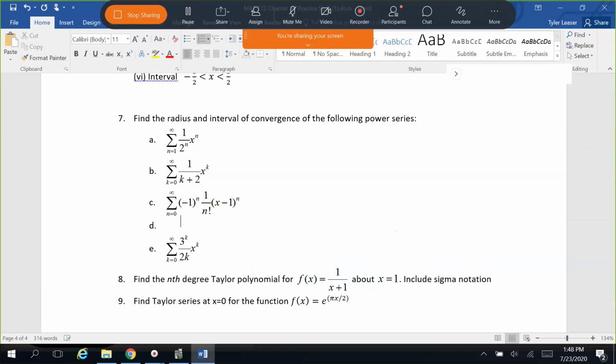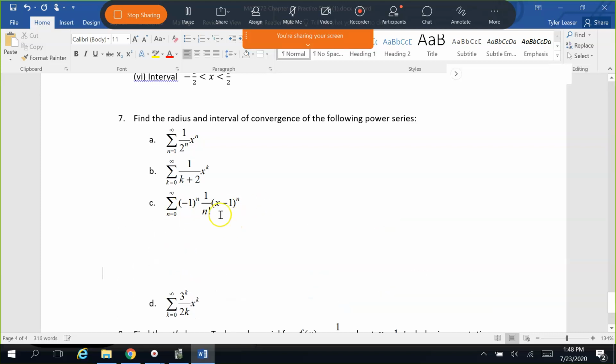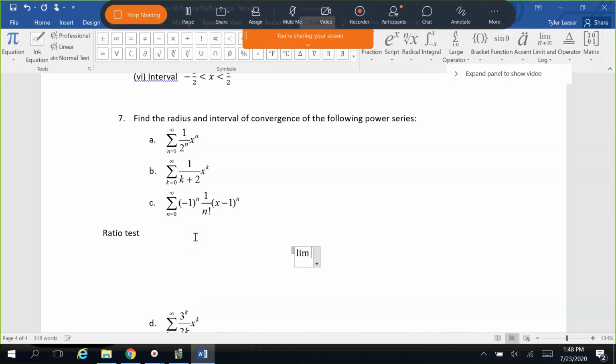So if I try C, it's asking me to find the radius and the interval of convergence, which means you have to do the ratio test. With the ratio test, it's the limit of the n plus 1 term over the nth term. So let's do the ratio thing again.